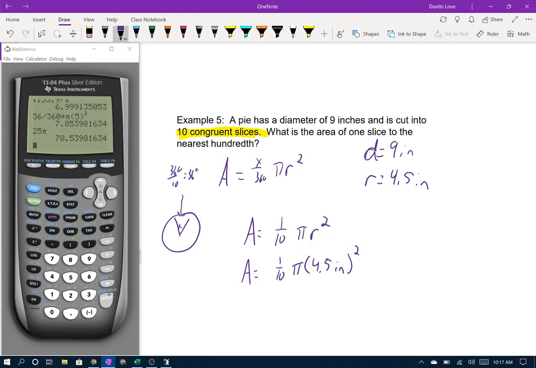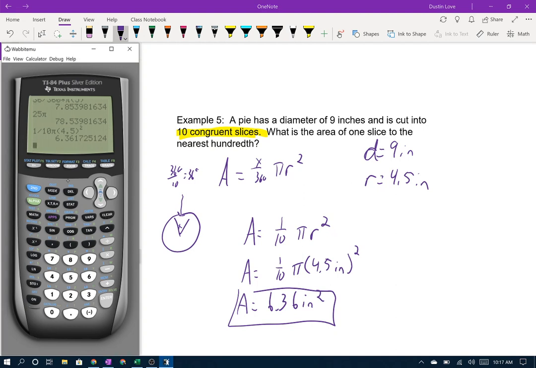We also want the nearest hundredth, so we can jump to the calculator. 1 divided by 10 times pi times 4.5 squared. So that area equals 6.36 inches squared. There we go.